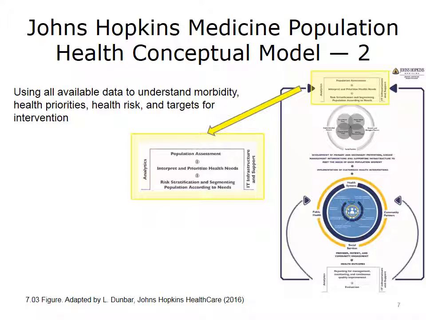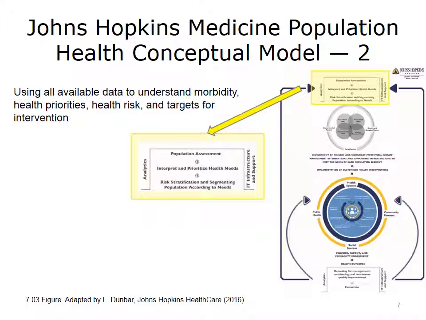The population health assessment is often informed by claims data, administrative data, demographic data, and other data that can be gleaned from electronic medical record clinical data. That population assessment is pooled into a population database. Then, an analytics team interprets and prioritizes the health needs of that population. What is, for example, the occurrence and prevalence of conditions, chronic conditions, and how does that information lead to informing a population health strategy? Risk stratification and segmenting also happens at this part of the conceptual model.